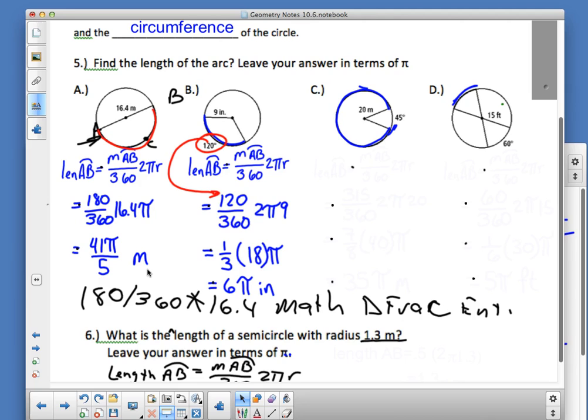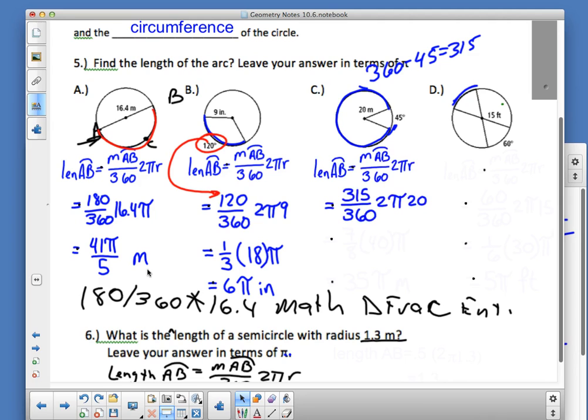In C, remember my arc measure, the degree measure I'm going to use is 315, 360 minus 45. Because I'm not interested in that 45, I'm interested in the rest. So I'm going to pop that in that way and get it going. So you guys go ahead, do C and D, and see where it's going to end up for us.